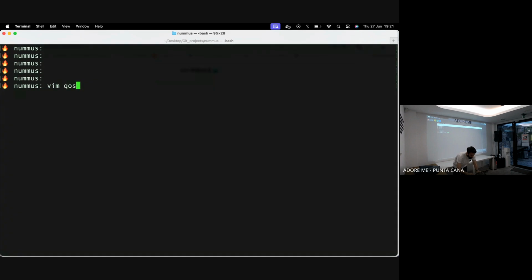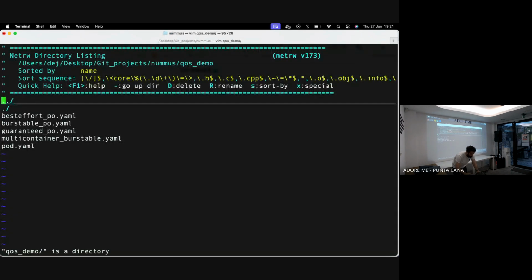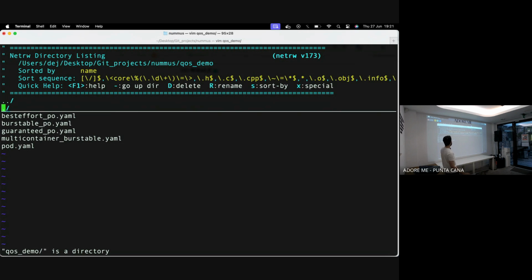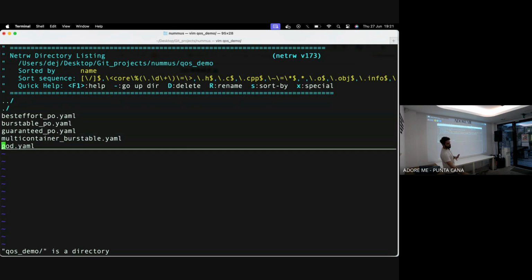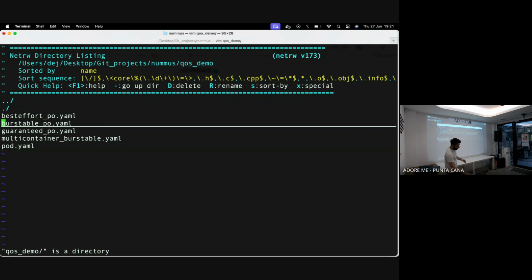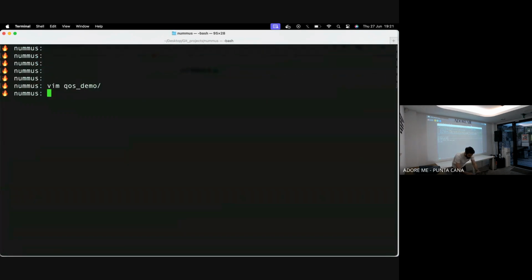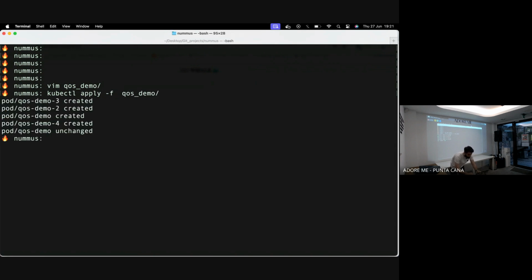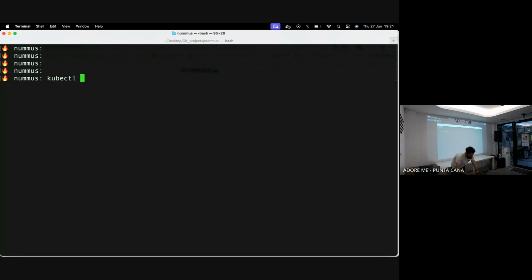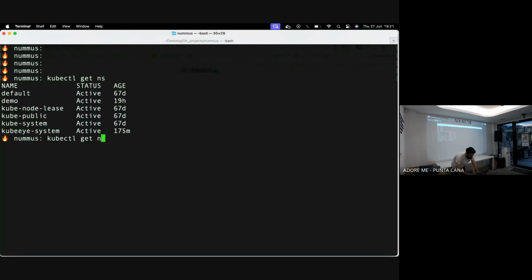I have a folder which contains a couple of deployments with various containers. Basically, they are Nginx images, but I will deploy all of them. And let's see something interesting. So I want to deploy everything in here. And it's in which namespace? Demo namespace.